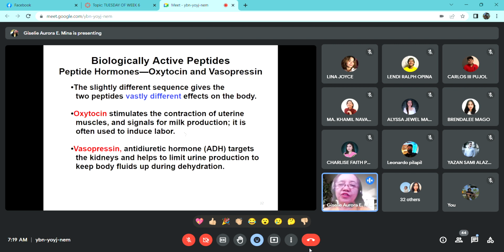And oxytocin is also known as the love hormone. Love hormone in a way that this kind of hormone is of high concentration, especially for people or individuals who have this feeling of being in love. Okay, in love with their mother. It can be all forms of love. They have high concentration of oxytocin.